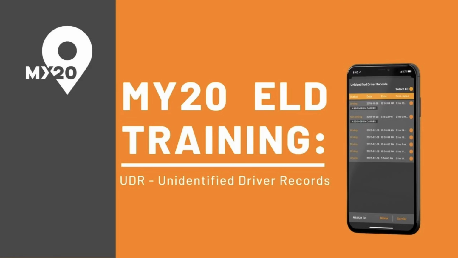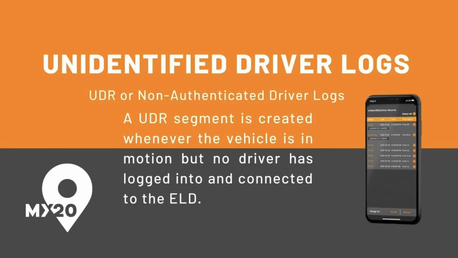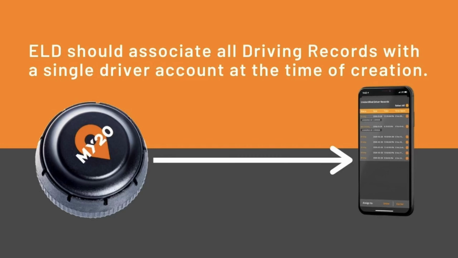This video tutorial is about unidentified driving records, UDRs, also known as non-authenticated driver logs. FMCSA most often refers to them in their abbreviated form. What are UDRs? A UDR segment is created whenever the vehicle is in motion if no driver has logged into and connected to the ELD. The ELD should associate all driving records with a single driver account at the time of creation. If these records are not associated with a driver when they are created, then they become a UDR.